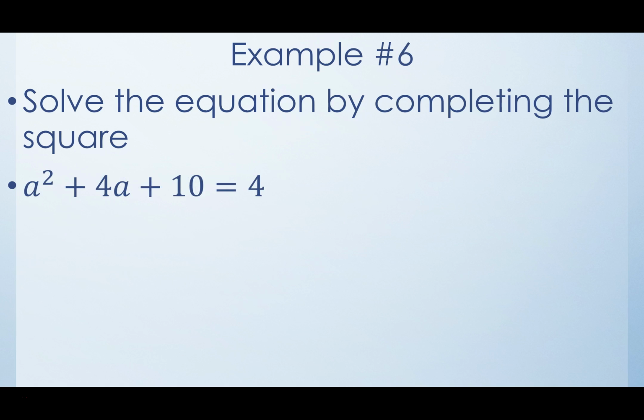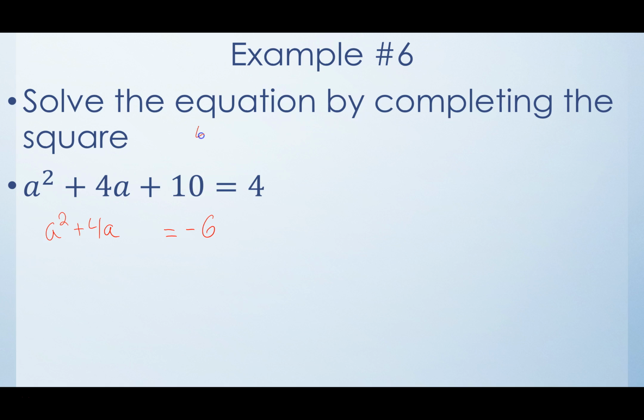Alright, so we have a problem like this, so same idea, we need to move the 10 over. Always want to leave it as the variable squared and then the middle term together, move the constants to the other side of the equation. So when we subtract the 10, we get a squared plus 4a equals negative 6.